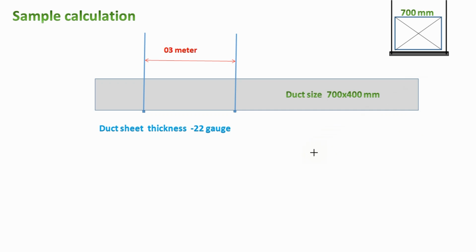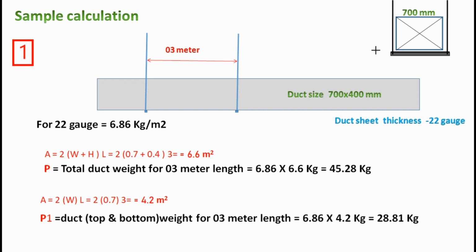Let us assume we have a straight duct having dimension 700 by 400 and the sheet used for the fabrication of duct is 22 gauge and the distance between two support is 3 meter. First we will calculate the duct weight that will be supported by a single support. For it we will take the duct length equal to the distance between two support, which in our sample calculation is 3 meter.